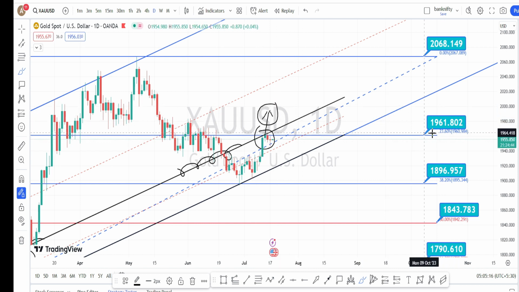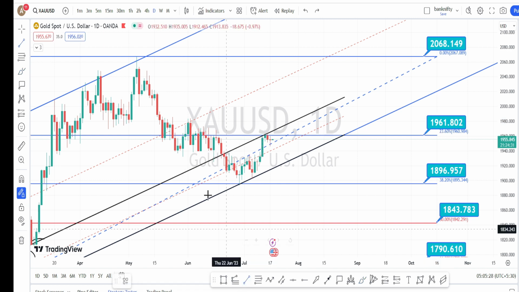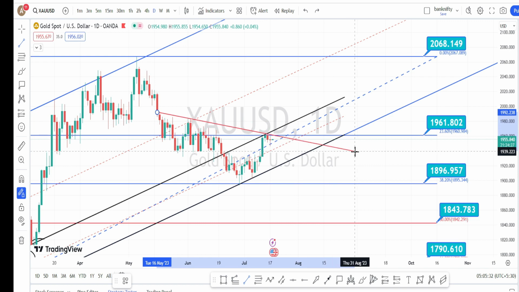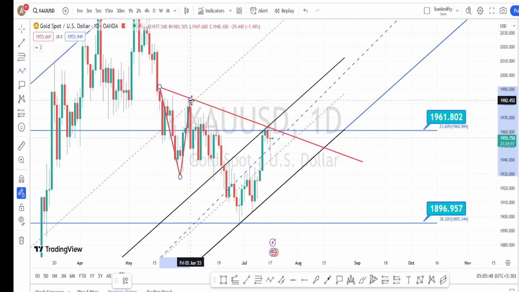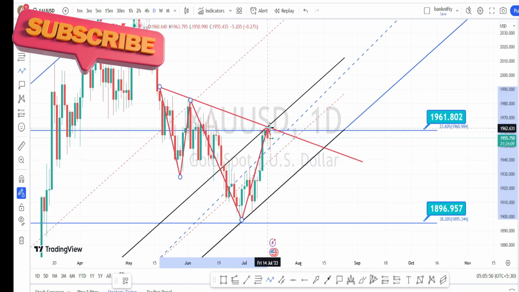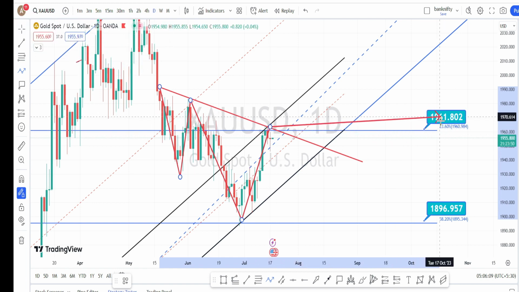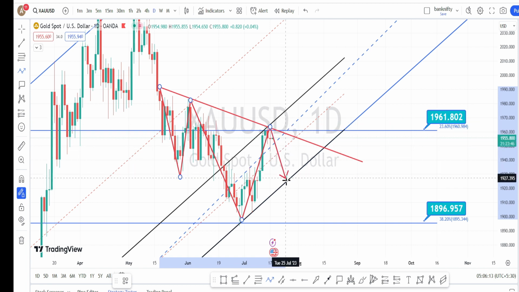And also this level of 1961 from the weekly time frame is also acting as a very strong resistance. And also when we draw a trend line to understand the current trend of the price action, it is again trading below this trend line or the resistance line. And if the price action doesn't manage to break this resistance level of 1961, we can expect it to bounce back to take support on the weekly time frame trend line or the support line.